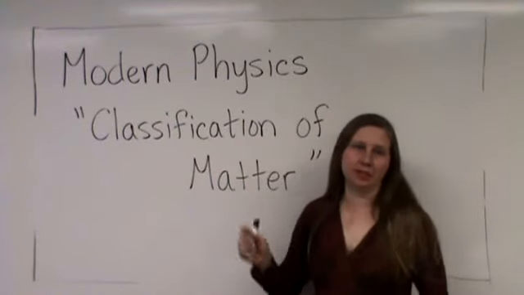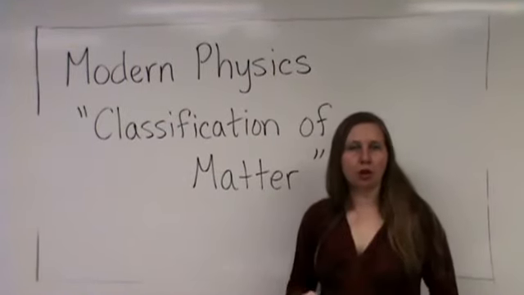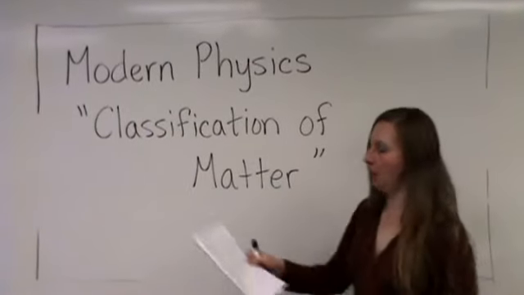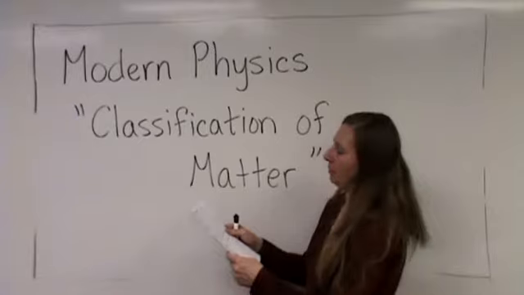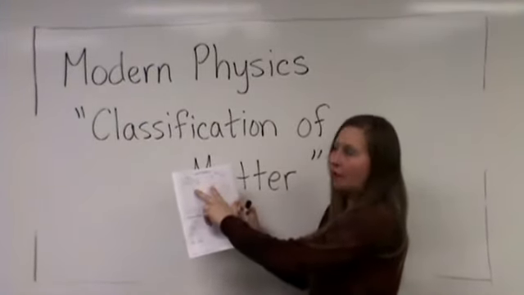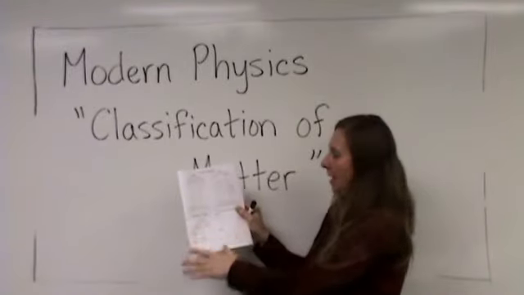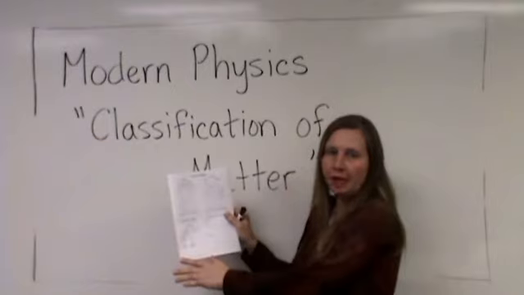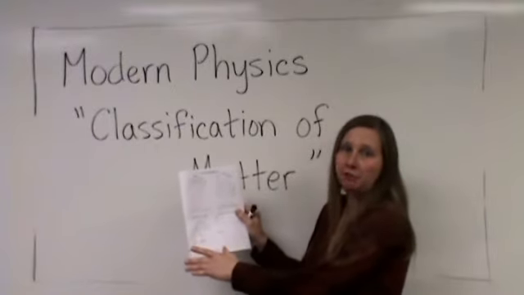This is the modern physics topic. This section is called the classification of matter. This section is based upon one of your reference tables. Open up to the page that has energy level diagrams, hydrogen and mercury on top, and on the lower left corner, the reference table called Classification of Matter.